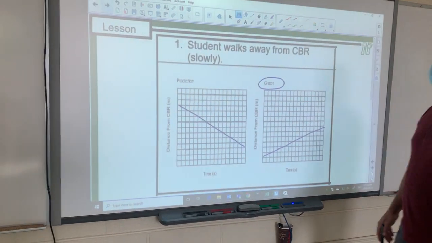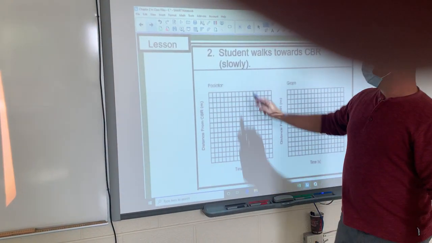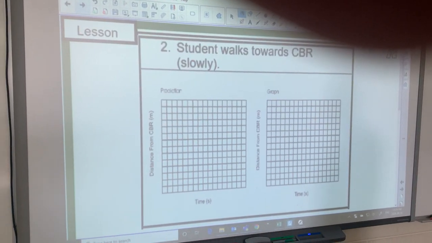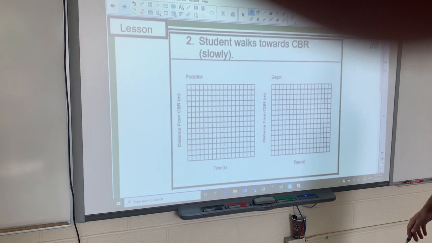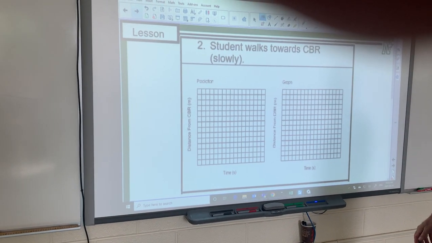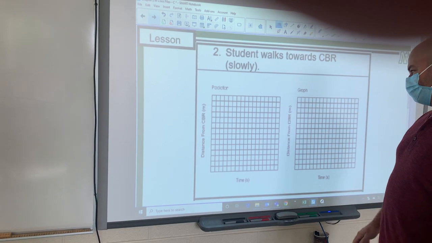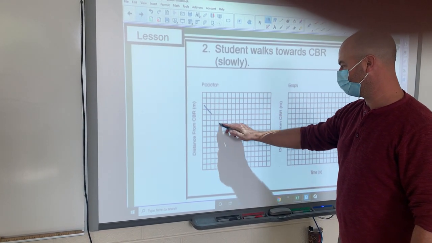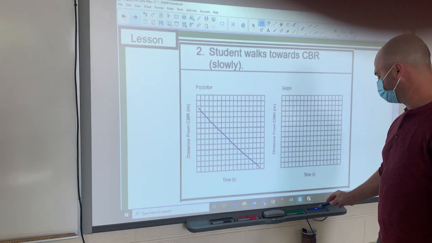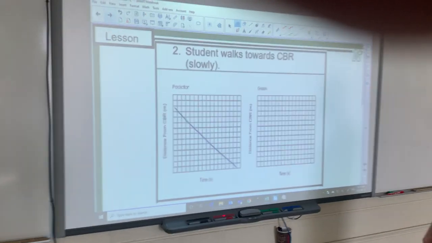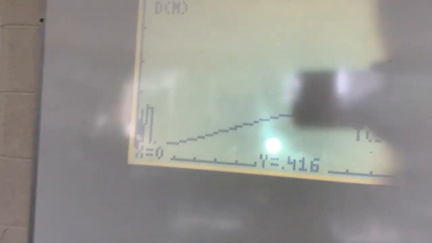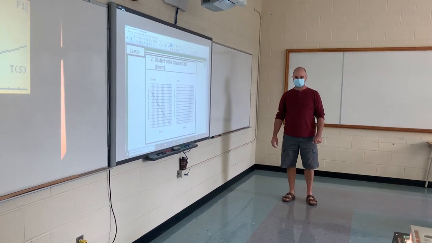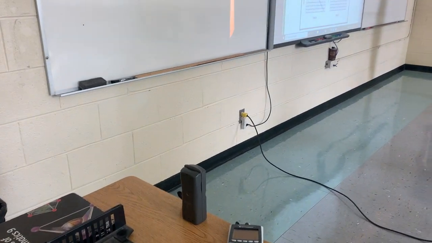Okay, we're going to now look at the second one. Number 2 says student walks towards the CBR slowly. Now that he's made the first mistake with his prediction, walking away, maybe he can get this prediction a little more accurate, walking towards the CBR slowly. Okay, so Mr. Bracken in this case is going to be, again, that was our old graph, walking towards the CBR. So he's going to start a distance away. And again, the CBR located on the table.